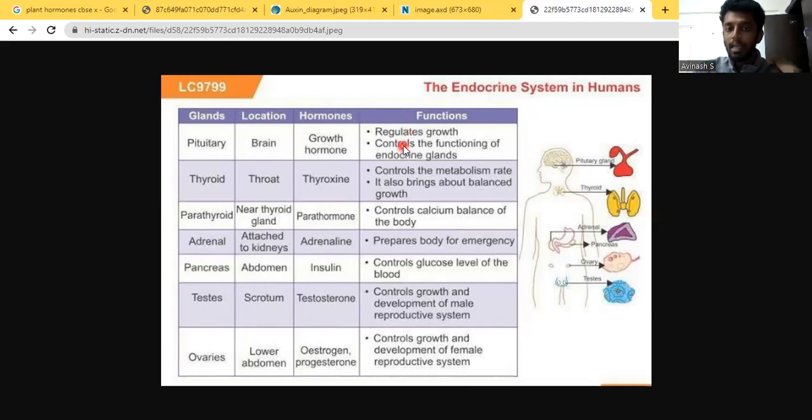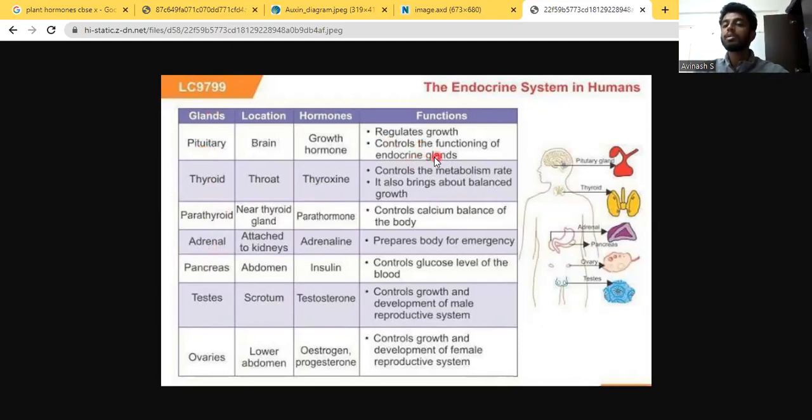this hormone. Next, it also controls the functioning of endocrine glands, which means this is called the master of all the glands, because pituitary is like a control for all other glands also. The other glands that you are seeing below this pituitary are thyroid, parathyroid, adrenal, pancreas, all of this. So to control all of them, pituitary is like a master of all these glands.